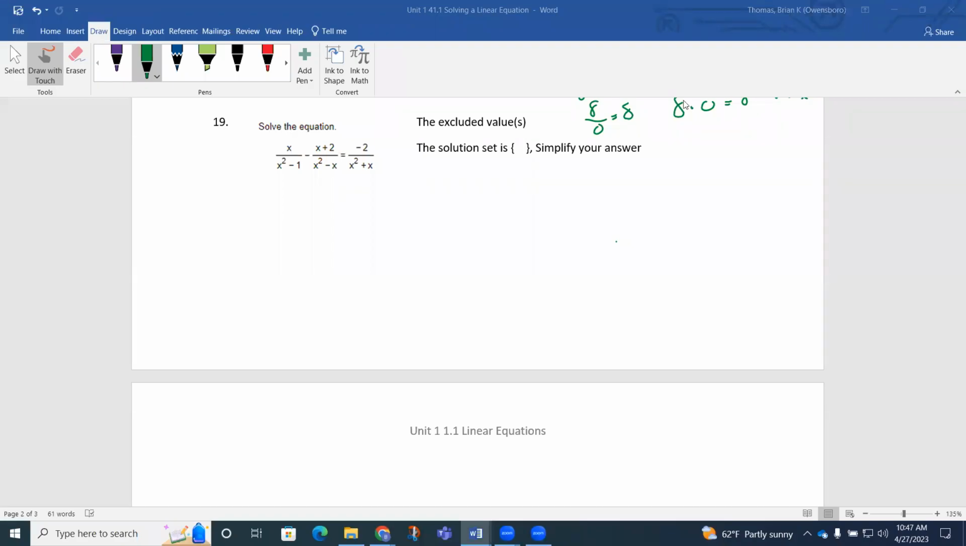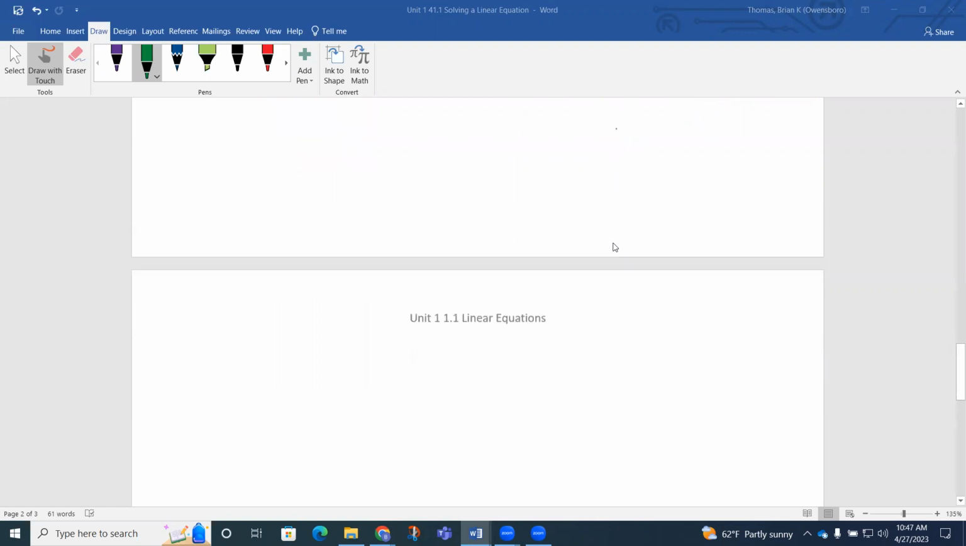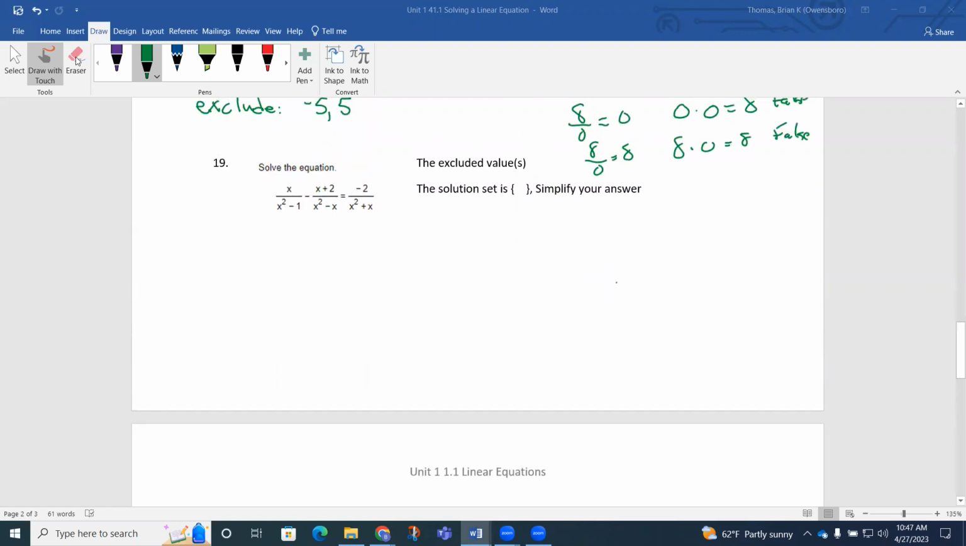So question 19 again, this says solve the equation. And also it talks about excluded values here. So this has got a few things going on on this problem. So I may need a little bit more room, so let me see if I can bring this down a little bit.